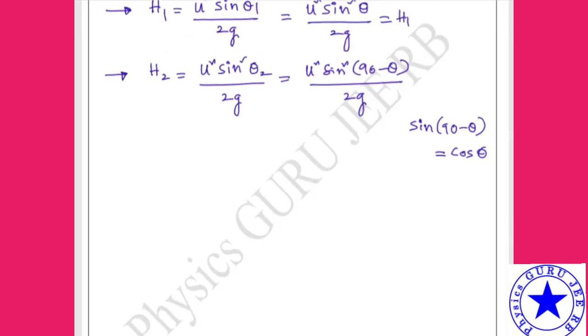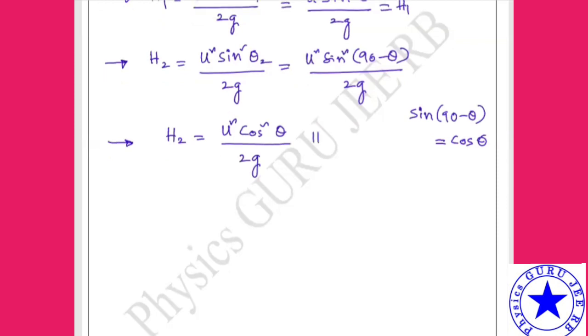Fine. That means I'll substitute here. Now h2 equals u square, and sine of (90 minus theta) is cos theta. So we get cos square theta, and then cos square theta divided by 2g. Hope this is clear. Now we got h2.